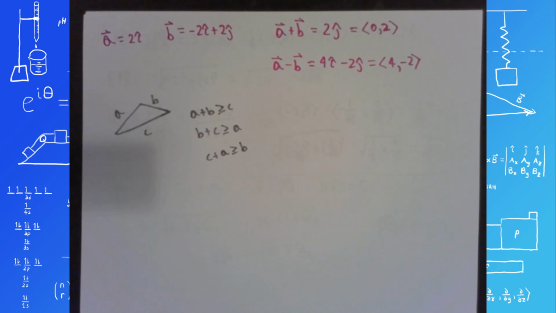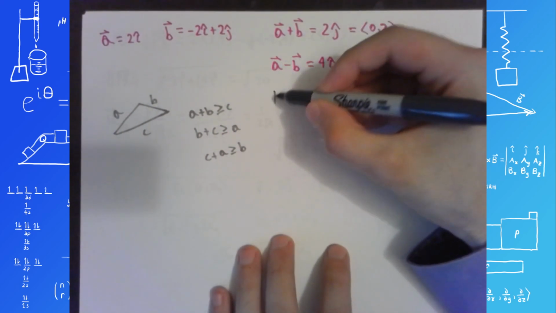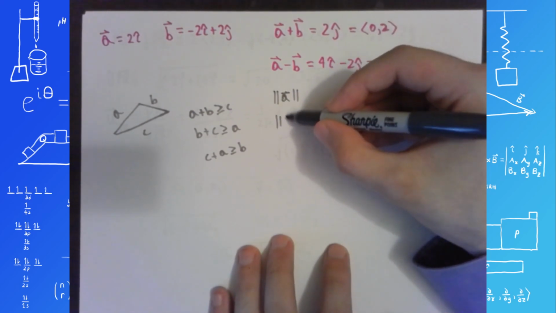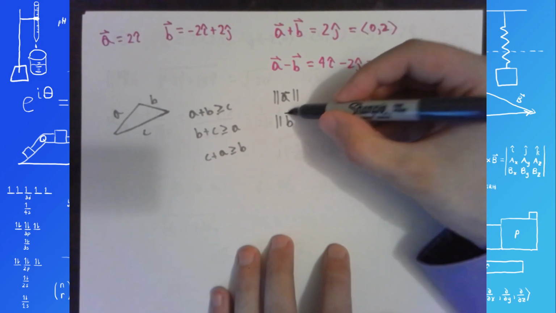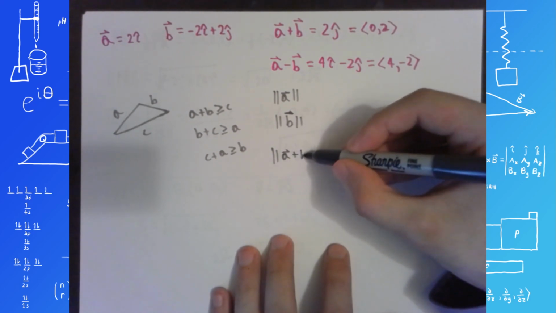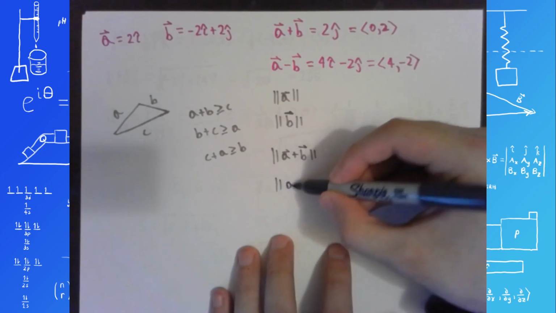So here, I guess we're going to do that for the magnitudes of these vectors. Prove that the magnitudes of the vectors satisfy the triangle inequality. So I guess I'm going to want to come up with the magnitude of A, magnitude of B, magnitude of A plus B, and magnitude of A minus B.